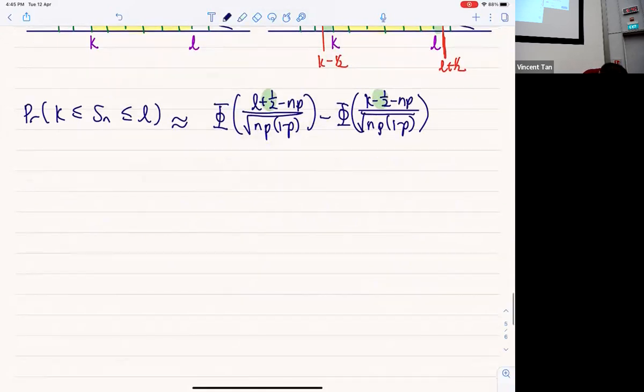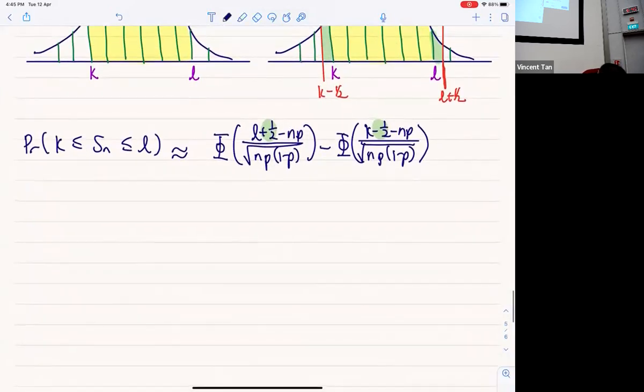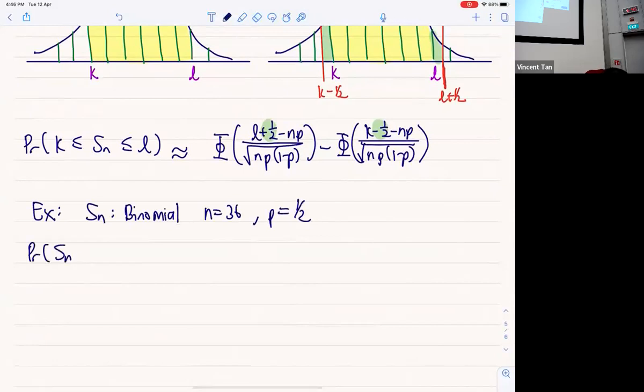So in the final few minutes, let me just do an example. There is no proof or guarantee as to why this is good. We just observe empirically, okay? Let Sn be a binomial with n equals 36 and probability of success equals half, okay? So we are interested in the probability that Sn is less than 21. Let's look at the exact expression.